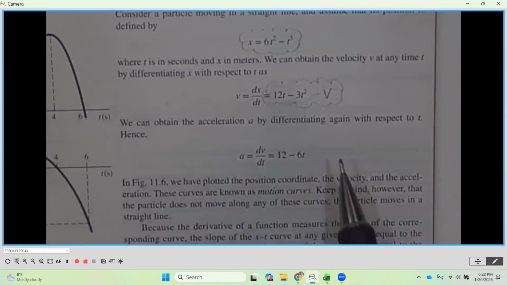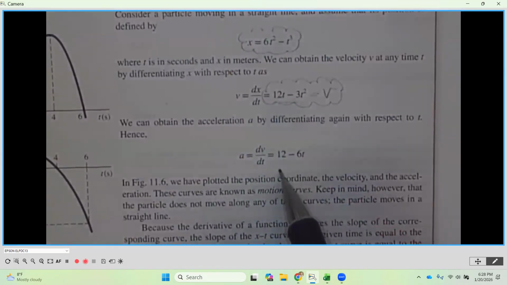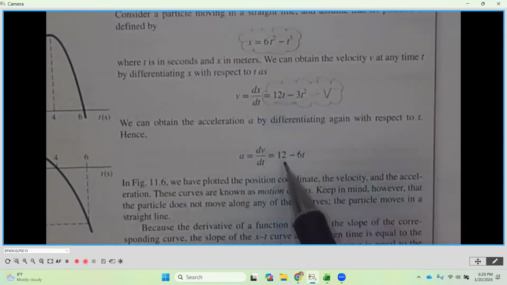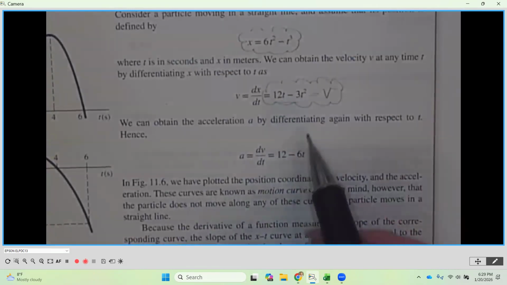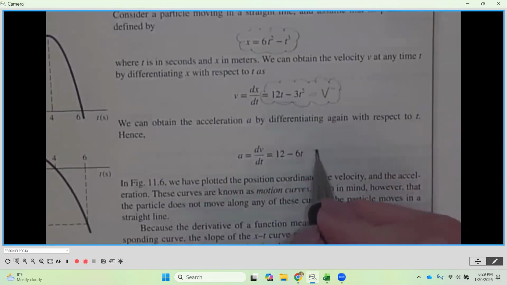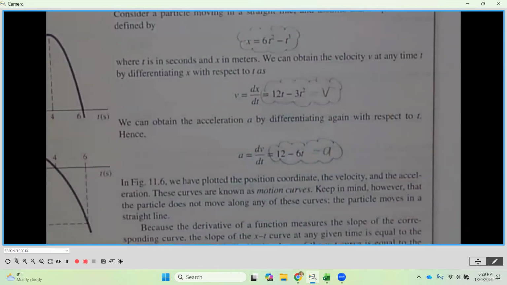And we are then going to take 12t to the power of 1, and t to the power of 1 times 12 is going to be 12. And then because this goes to a minus 1, 1 minus 1 is equal to 0. So there we lose the t after the 12. And then we're going to say minus 2 times 3, which is 6. And then the 2 minus the 1 just goes to a t. So now this is going to equal the acceleration equation for our curve.